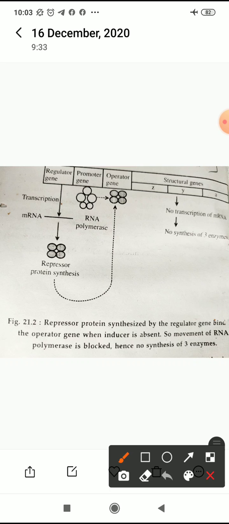When the inducer, that is lactose, is present, the repressor protein binds to the inducer, so it does not block the operator, and enzyme synthesis takes place, as RNA polymerase can reach the structural gene via the operator gene.